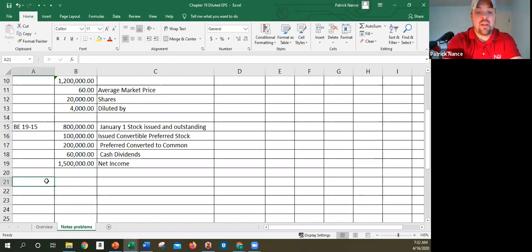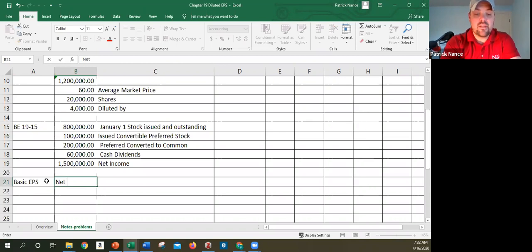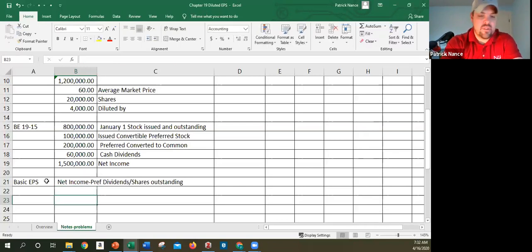So first, we're going back and reviewing the basic EPS, which, remember, is net income minus preferred dividends, divided by shares outstanding. Remember, that can be a hard number to get if we have things like stock dividends or stock issued throughout the year. Luckily, this one doesn't have either of those, so it's pretty straightforward.